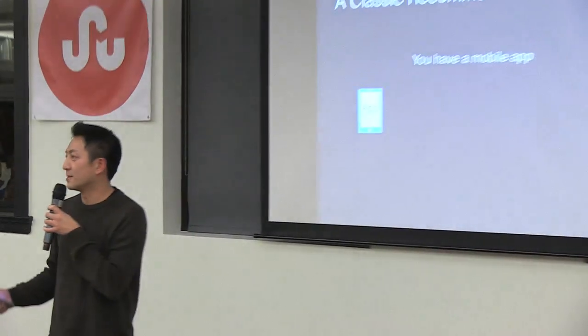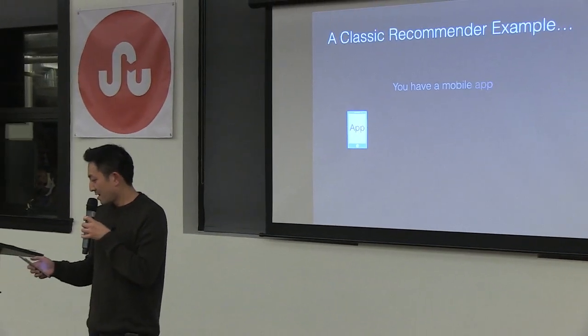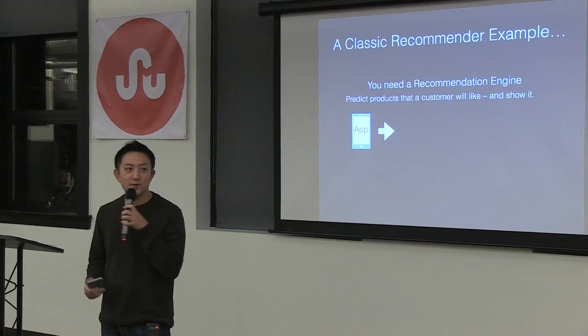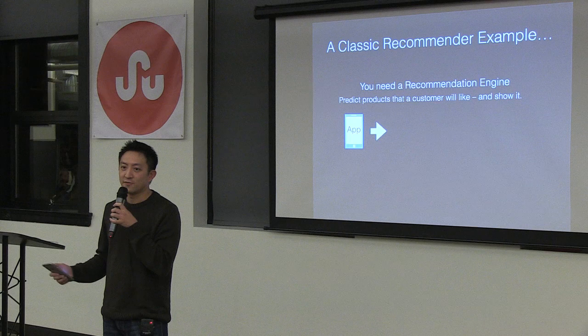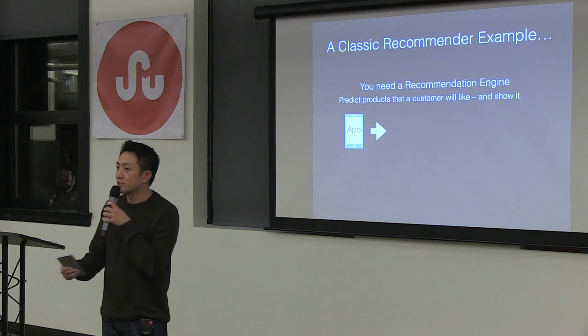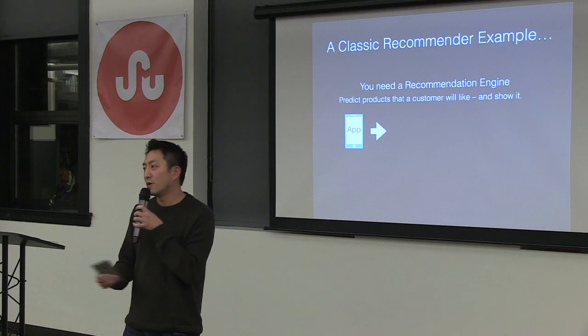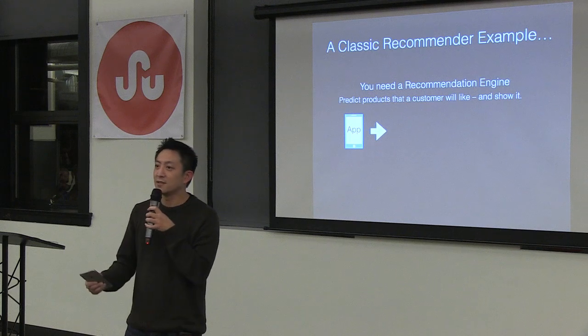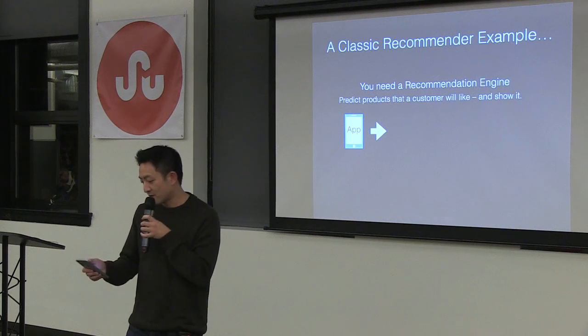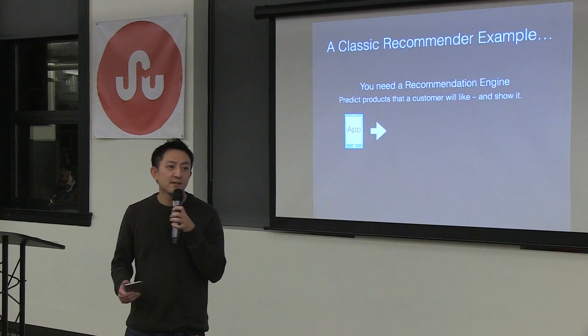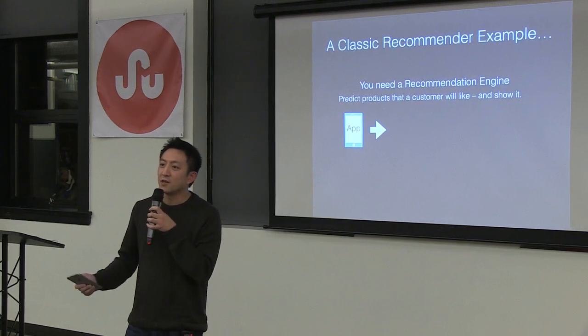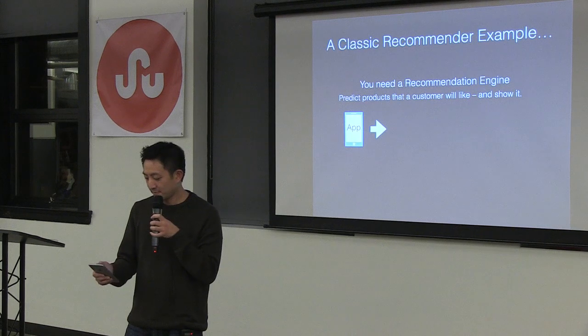You have a mobile application, right? Like Stumble Upon, there's a mobile application. And you have content. So you want to build a recommender system or recommendation engine, whatever you call it. Now you feed the user behavioral data and the content into the engine. The engine will train the model with some algorithms. And then you want to predict what content a user would like.